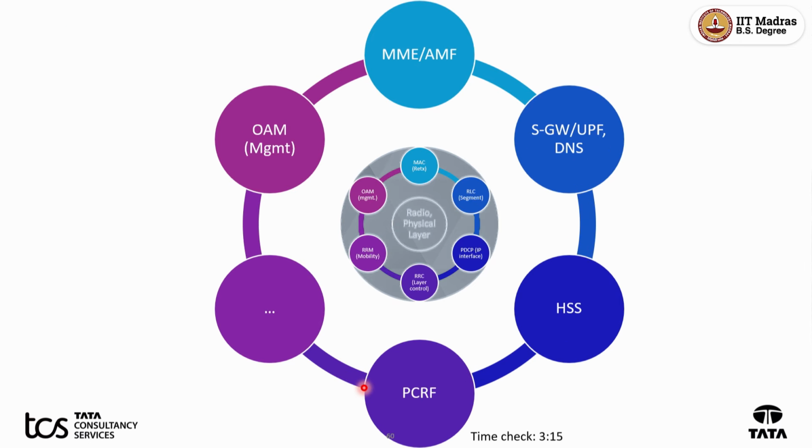So if you put them together, it looks like this. The complexity of the E node B and the core around it. Now you put the complexity of the IP network around it, and it will become mind boggling.